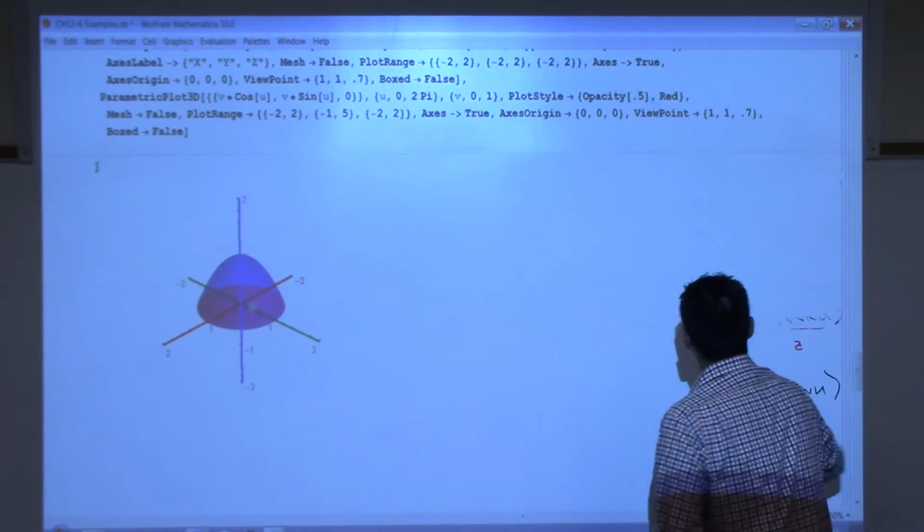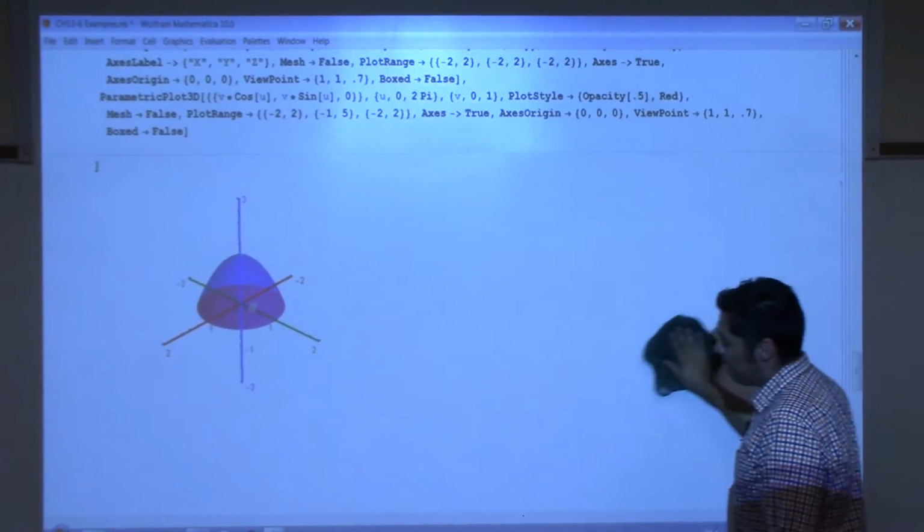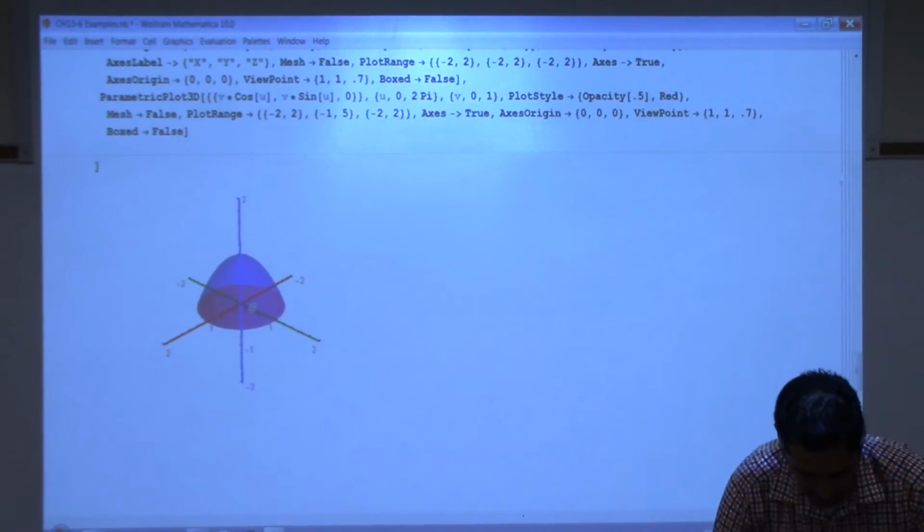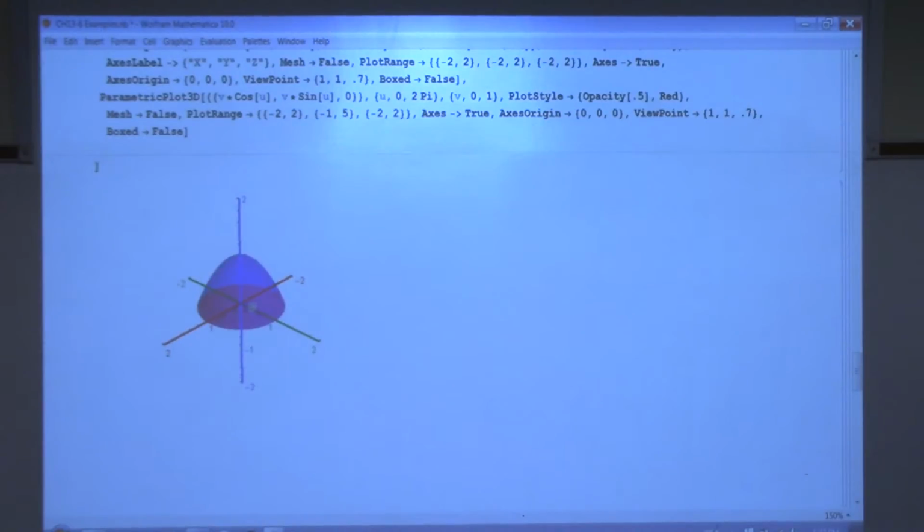Our goal here today is to try to get to 13.7. We'll see if we can. We haven't even started 13.6. I mean, this is just the introduction to it.